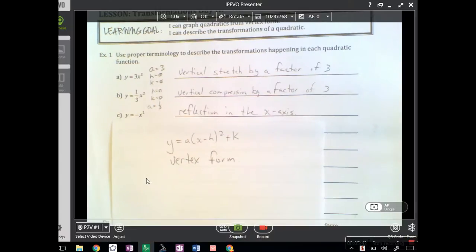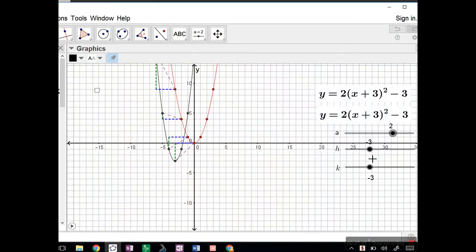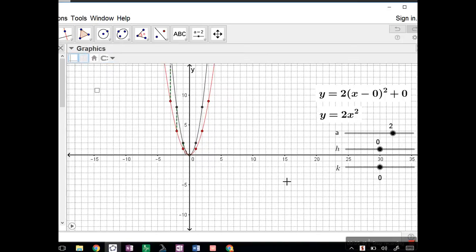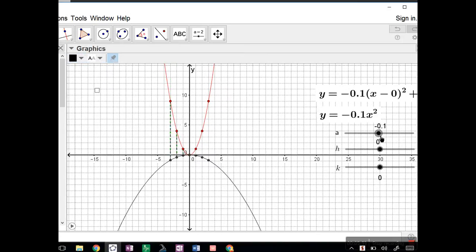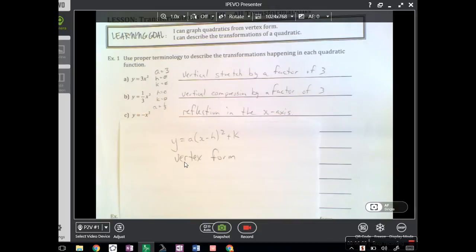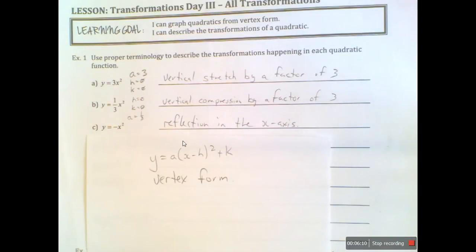If I go back to this, I'm going to put everything back to 0. And take this. So there's our standard curve. And if I make it -1, it looks like a reflection, like a mirrored reflection, right? Like a perfect mirror image of the one that's pointing up, the one that's pointing down. So that's why we call it a reflection.